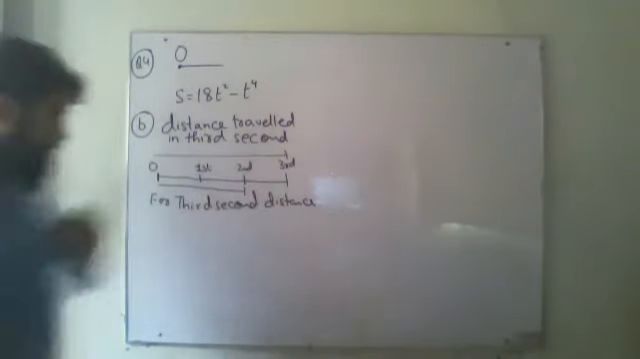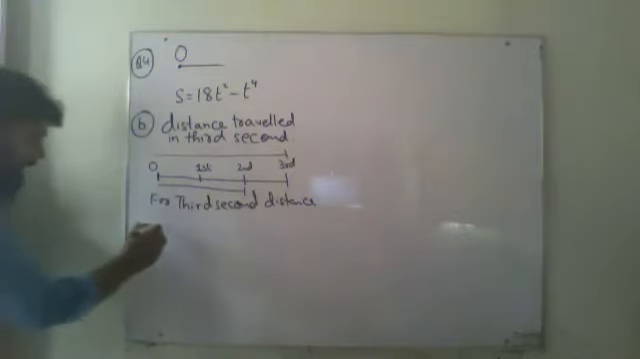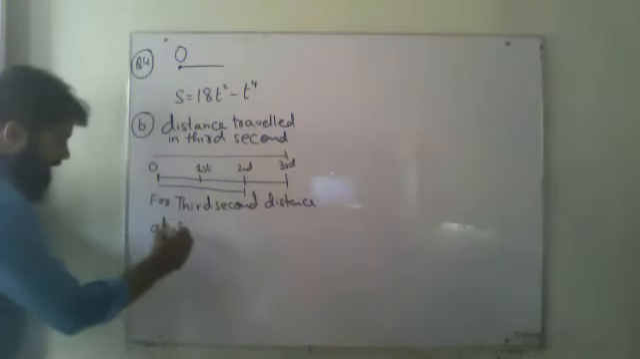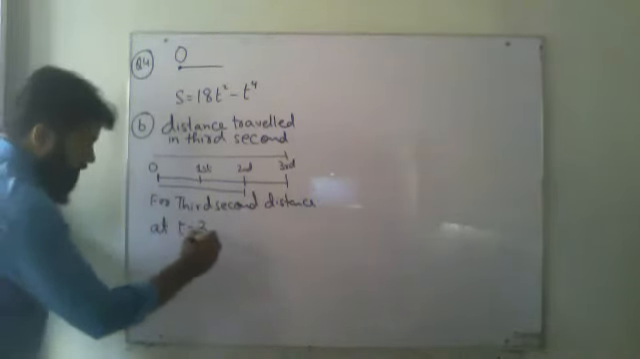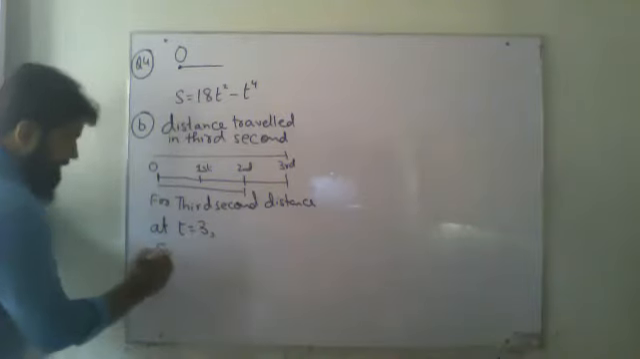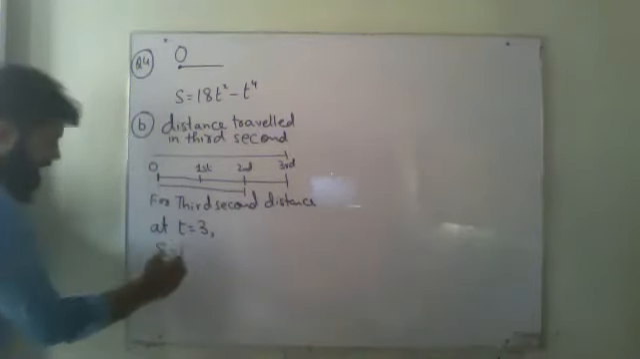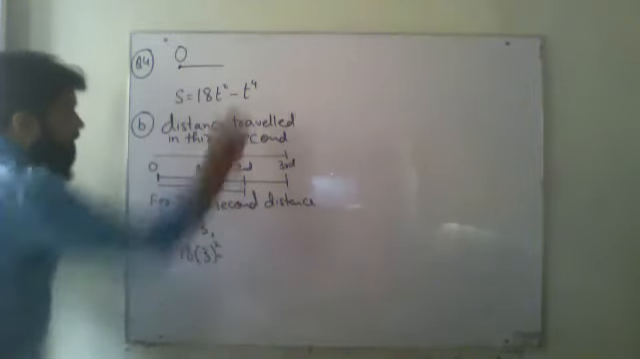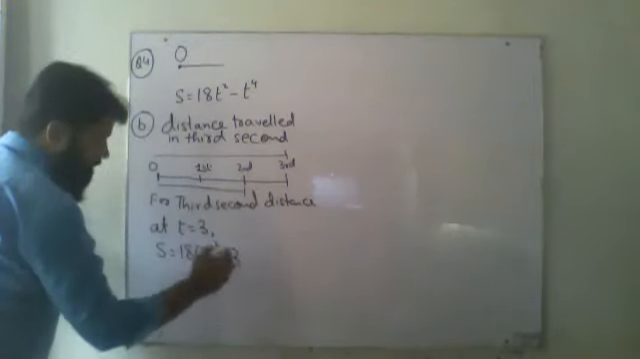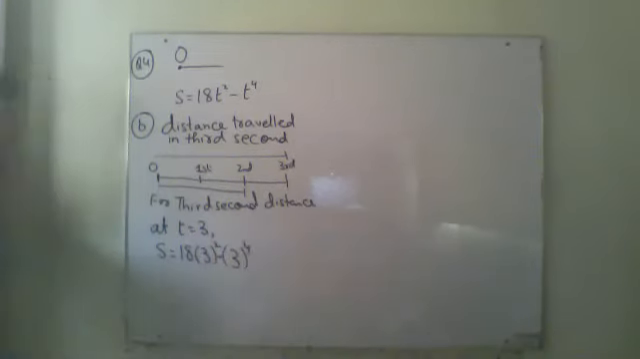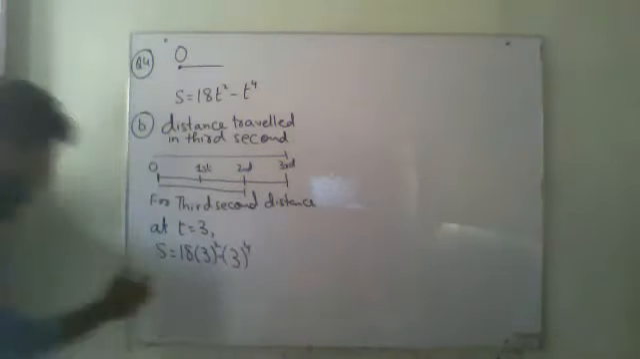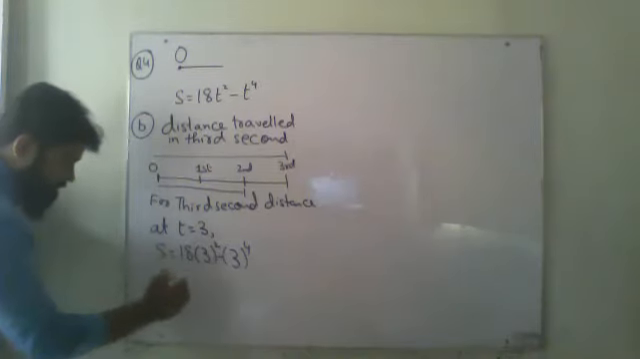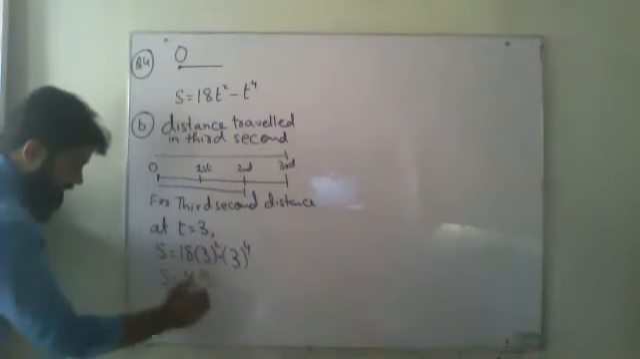Okay, beta? So, at t equals 3, s equals 18 into 3 square minus 3 to the power 4. S equals 162.